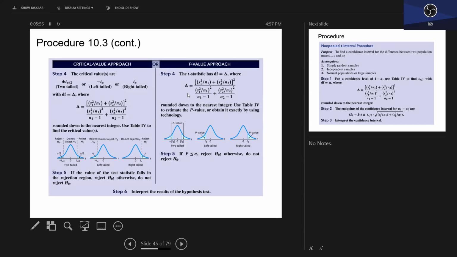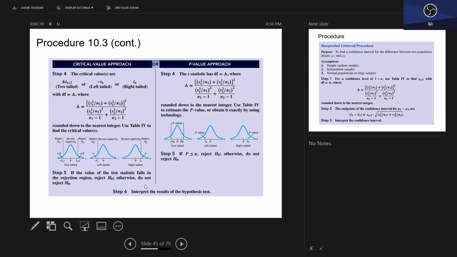The difference between the non-pooled t-test and the pooled t-test is that the degrees of freedom is no longer n1 plus n2 minus 2. It's much more complicated, and remember to write it down to the nearest integer. The criterion for p-values is always the same. It doesn't matter if it's the non-pooled or pooled t-test, or the one mean z-test or t-test we learned in chapter 9, all of them are the same. You reject H0 only if your p-value is less than or equal to your alpha, otherwise do not.